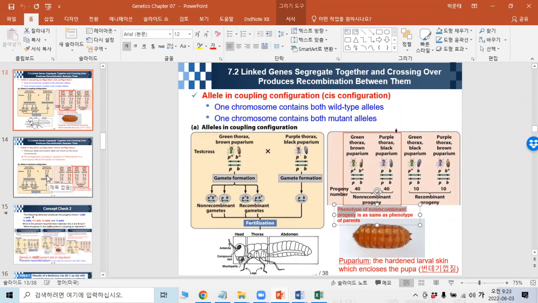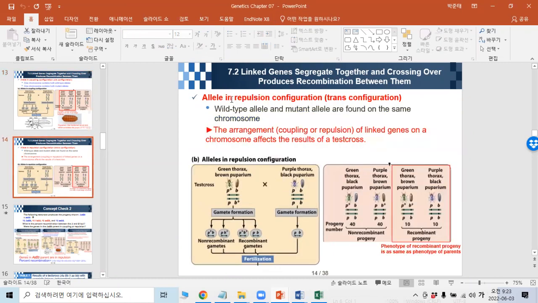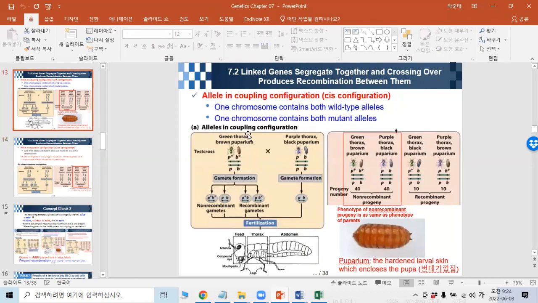Okay. Another case is like this: alleles in the repulsion configuration. So wild type and mutant alleles are found on the same chromosome. In this case, P plus B, or small p plus B plus, is like this. Their phenotype is they have the green and they have the brown puparium. The phenotype is exactly the same for their gene.